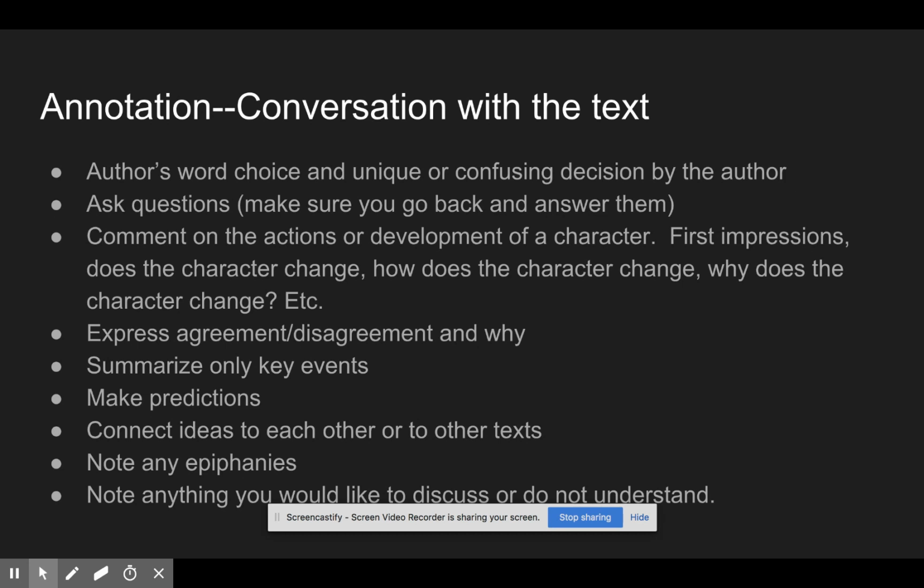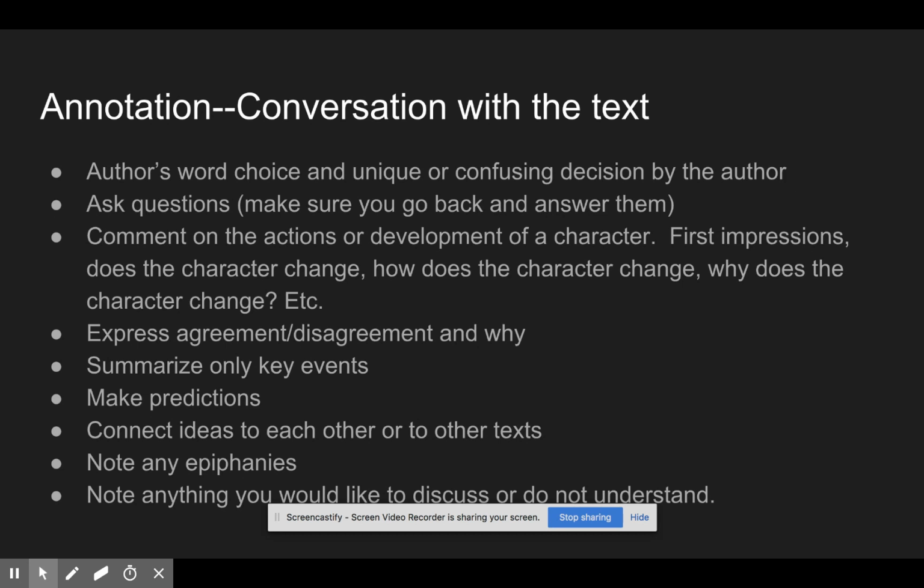Make predictions. That is one of the best ways to interact with the text, because you're predicting what's happening. It means you're trying to connect what you've read with where you think it's going based off of what you've read. So make logical predictions. That doesn't mean I'm saying do it all the time. It's one of the best ways to really interact with the text, but use it still sparingly.